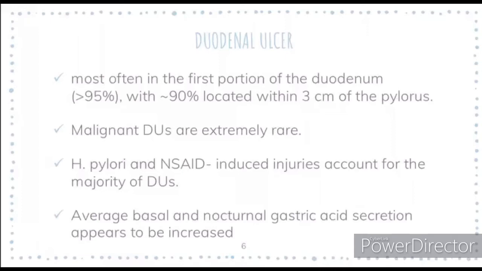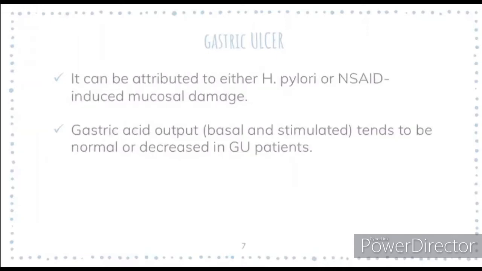H. pylori and NSAID-induced injuries account for the majority of patients with duodenal ulcer, and average basal and nocturnal gastric acid secretions appear to be increased. On the other hand, gastric ulcers can be attributed to either H. pylori or NSAID-induced mucosal damage, and gastric acid output tends to be normal or decreased in patients with gastric ulcer.